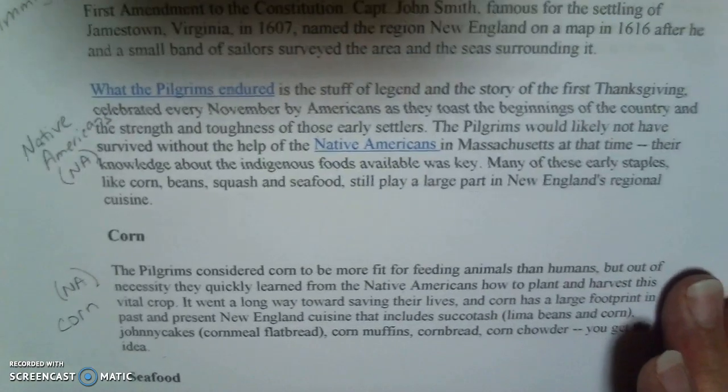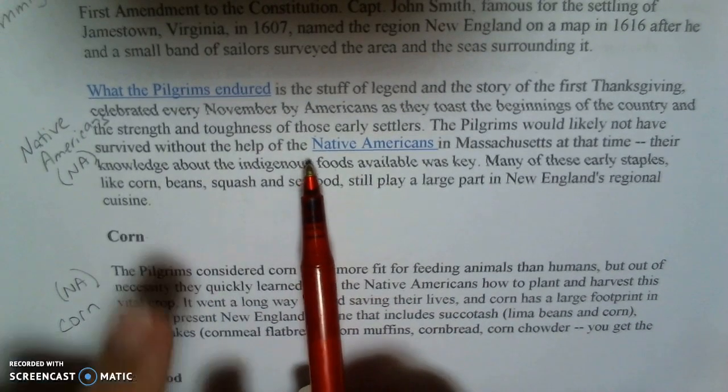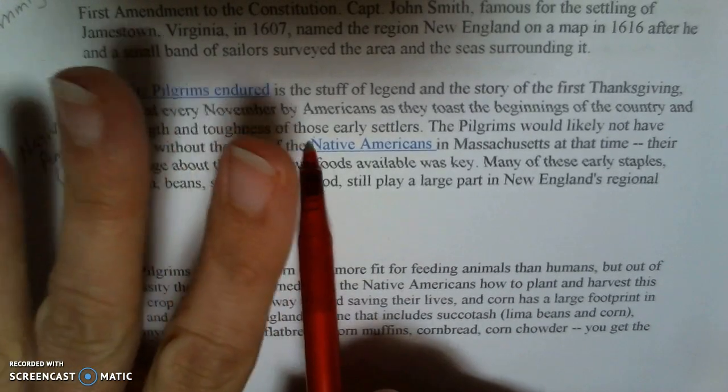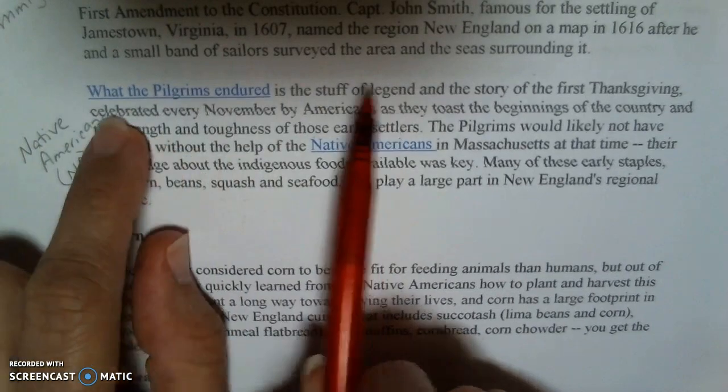Now, if you remember how keyword outlines work, you're looking for 3 and only 3 words or phrases per sentence. So I'm looking at this first sentence and I'm picking out only 3 words that stick out to me that summarize that sentence.